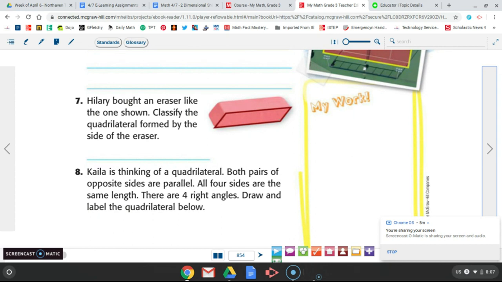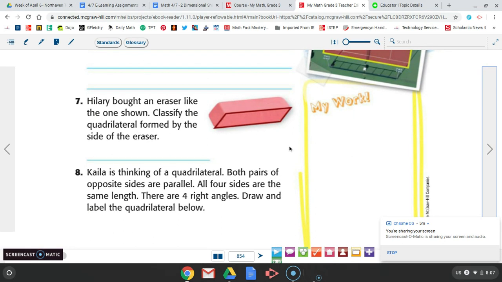Look at number 7. Hillary bought an eraser like the one shown. Classify the quadrilateral formed by the side of the eraser. So look, they outlined the side for us. Top and bottom are parallel. Left and right are parallel. So that's 2 sets of parallel sides, but they're not all equal. Top and bottom are equal. Left and right are equal. So 2 pairs of equal length sides.